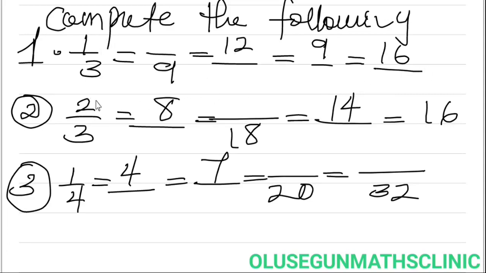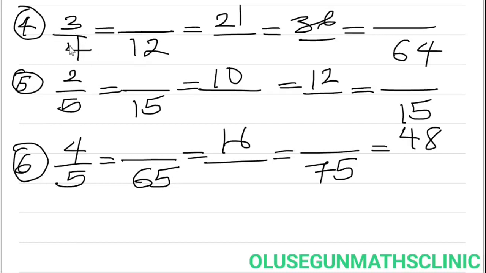Number 2: 2 over 3 is equal to 8 over dash, is equal to dash over 8, is equal to 14 over dash, is equal to 16 over dash. Number 3: 1 over 4 is equal to 4 over dash, is equal to 7 over dash, is equal to dash over 20, is equal to dash over 32. So you are going to fill the gap, fill it and send it to me in the YouTube comment section.